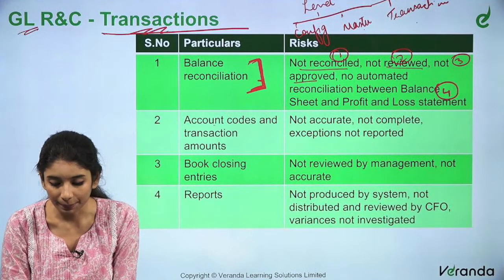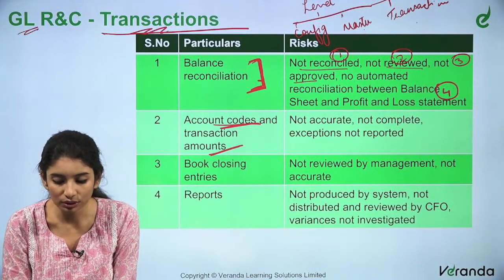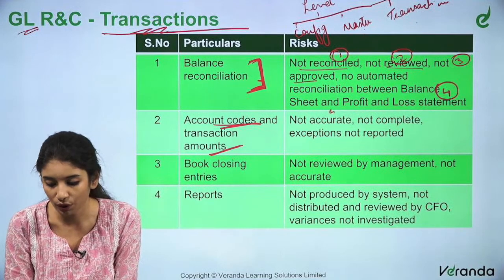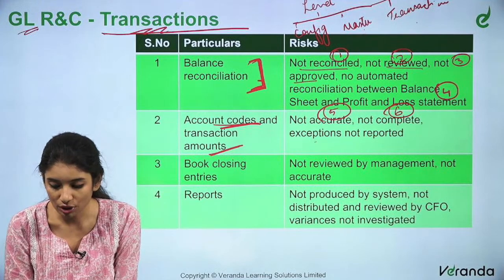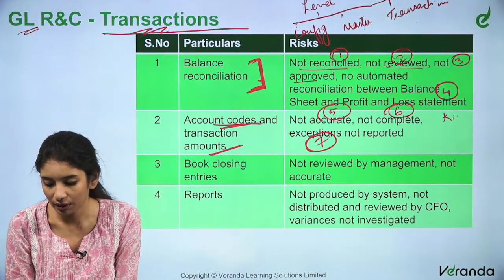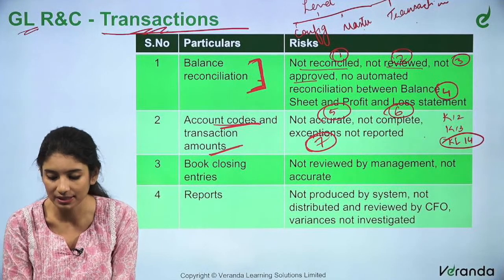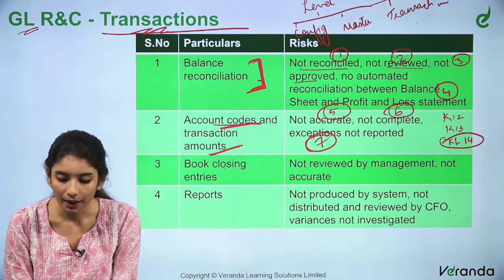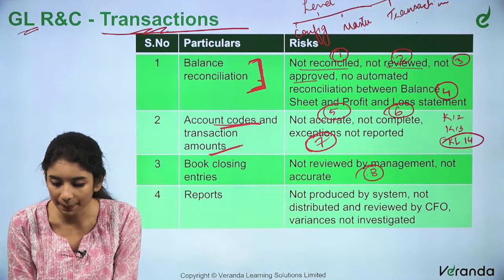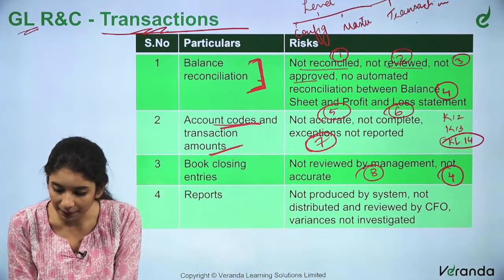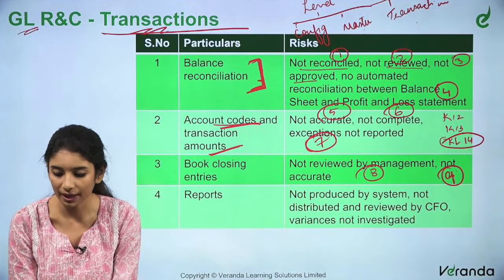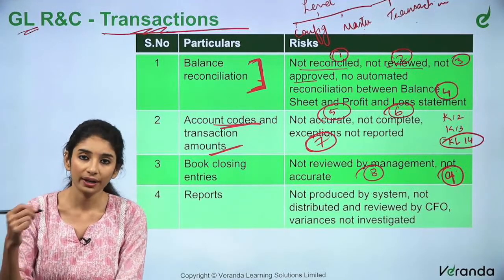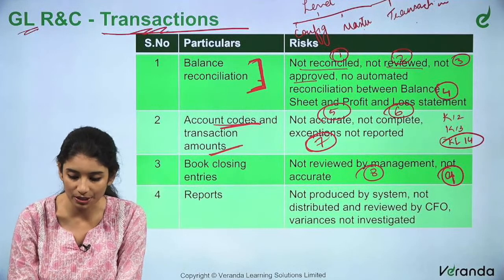Account codes and transaction amounts. All these account codes you have, they are not accurate, not the same as what you followed last year, not complete, exceptions are there. Suddenly from K1 to K13, I have KL14, yeah? So exception, why is my code different? Exceptions not reported. Book closing entries not reviewed by the management, and they are reviewed by the management but they are inaccurate. Point number 9, inaccurate, right? So many points you have to write with respect to a single parameter.